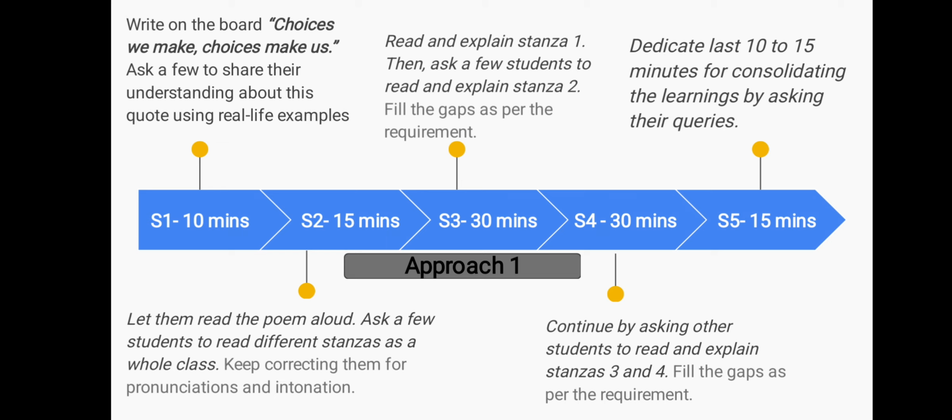Then step number 2 is going to be the reading session. We will be asking a few students to read different stanzas as a whole class. Now, educators, please make sure that you keep correcting the students for their pronunciation and intonation. Now, step number 3, approximately 30 minutes: we will be starting by reading stanza number 1, followed by the explanation. Then, the educator is going to ask a few students to read and explain stanza number 2.